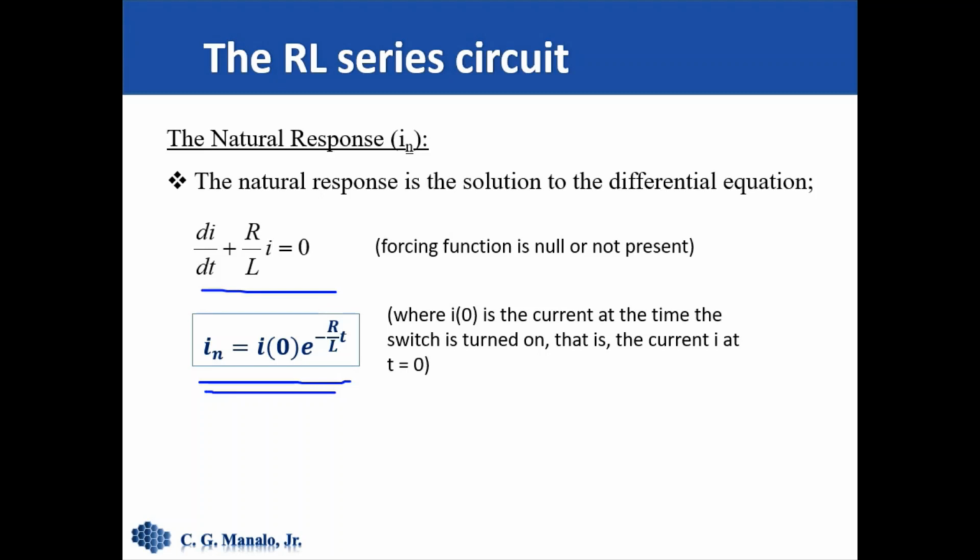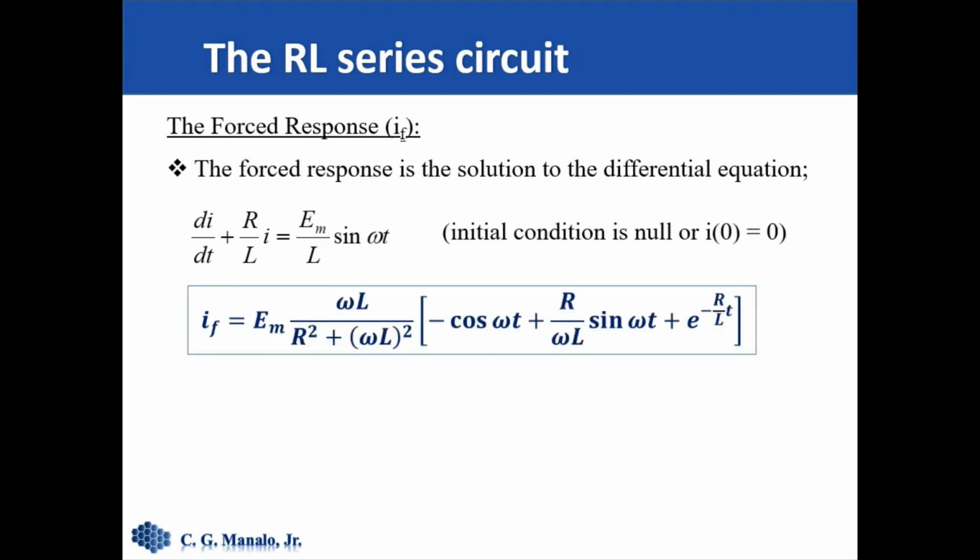Since this is a natural response, let's put a subscript on the solution, so i sub n. Now i at t equals 0 is written this way. This is the current at the time the switch is turned on, so i at t equals 0.